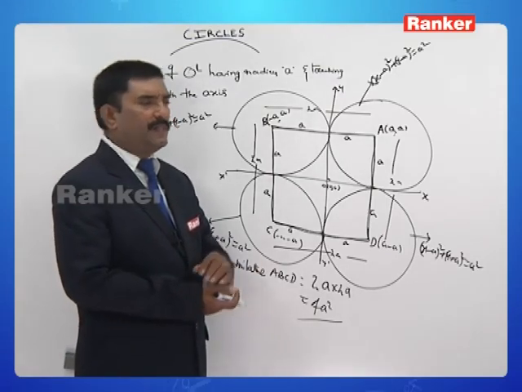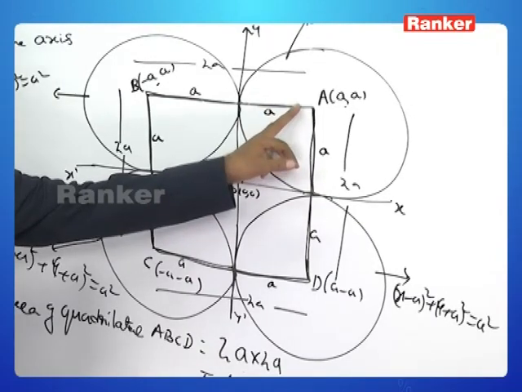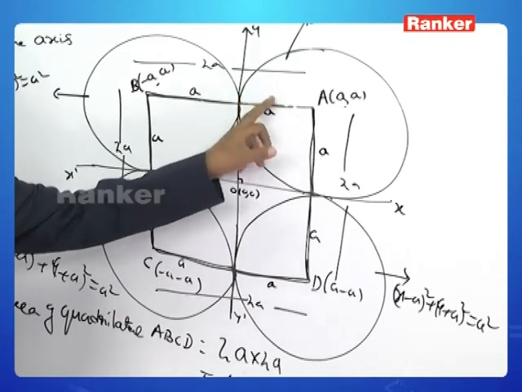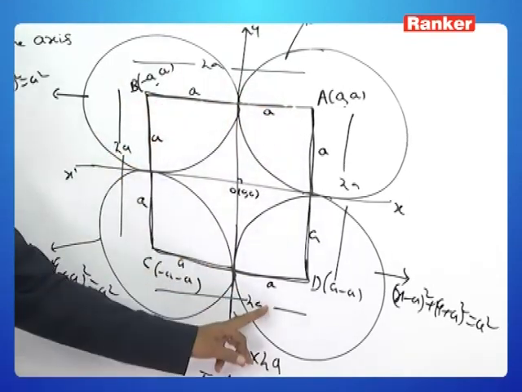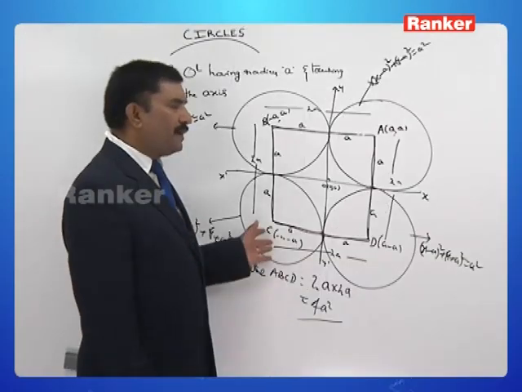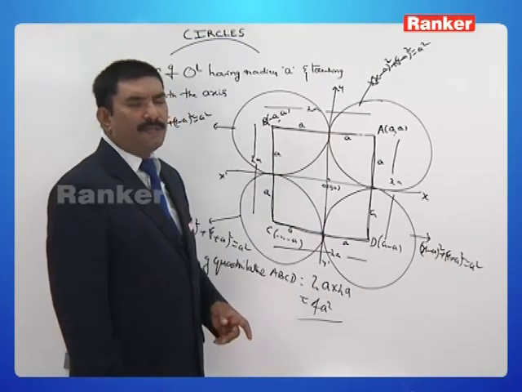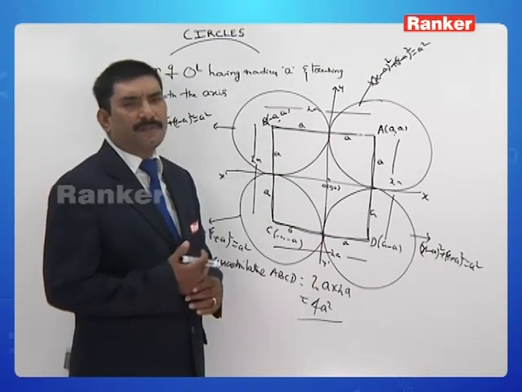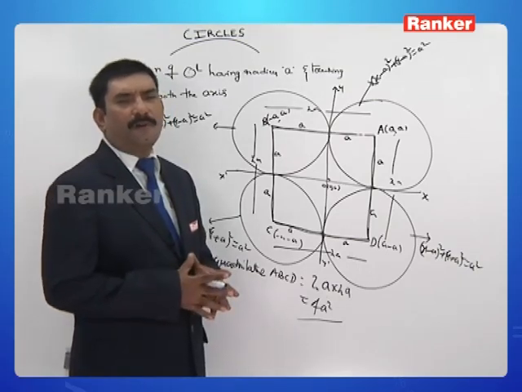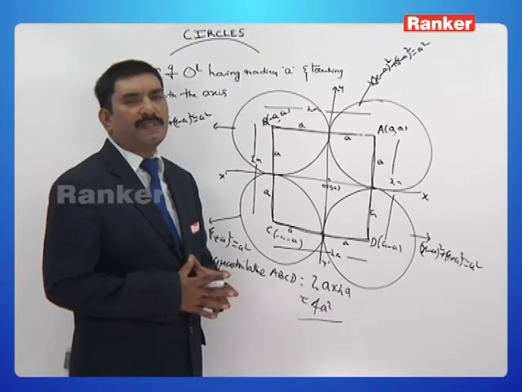four circles. The area of the quadrilateral formed by joining the centers of four circles is nothing but the area of a square. The length of each side is 2a. 2a into 2a is 4a square. So when the radius is a, then the area of the quadrilateral formed by the lines joining the four points, the centers of the four circles, is 4a square.